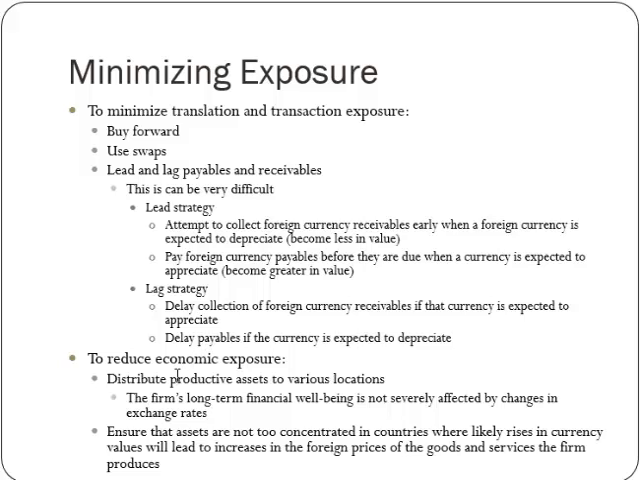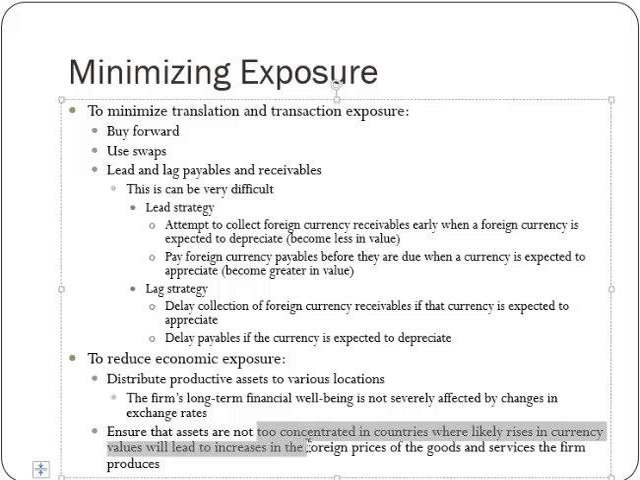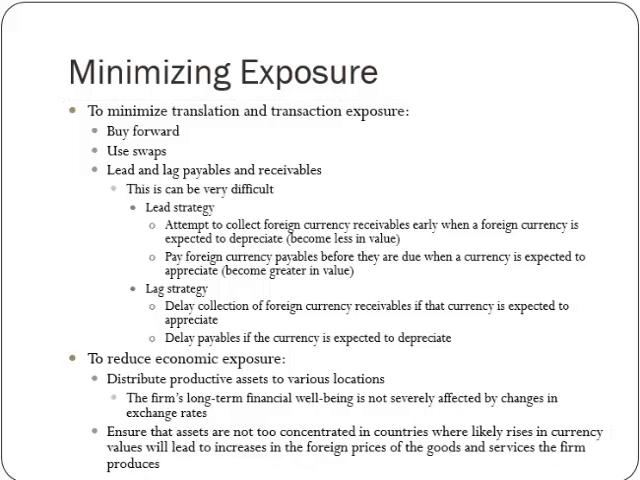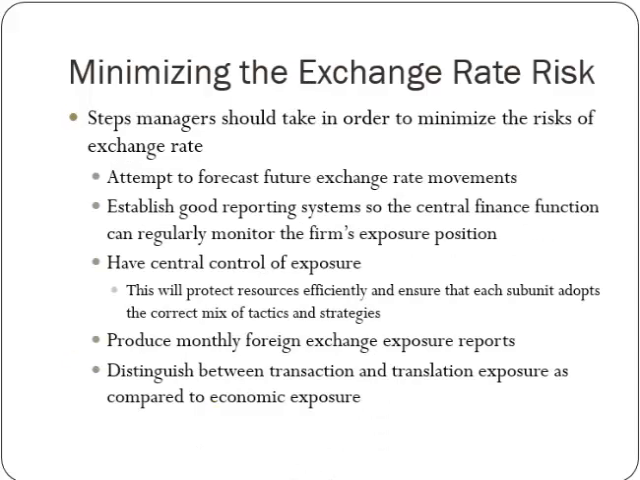You can also distribute productive assets to various locations. Try to scatter it among many different currencies, so that even if one currency goes up and one currency goes down, you're kind of minimizing your risk by diversifying, by going to many different areas, and ensuring that assets are not too concentrated in a particular area that focuses on one currency. Maybe you have one factory in Europe, or one dealing with China, one dealing with India, one dealing with Japan, one dealing with Canada, so that if one particular currency has the issue, you won't suffer too badly.